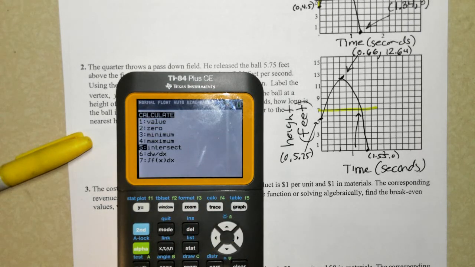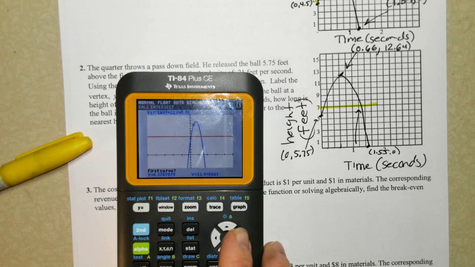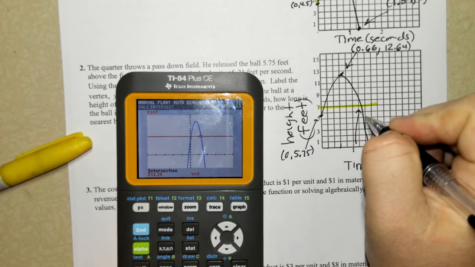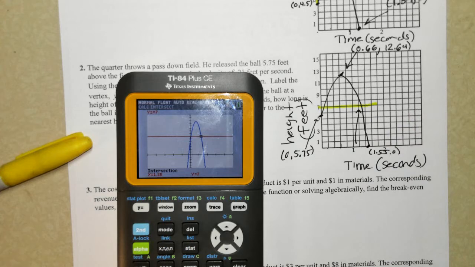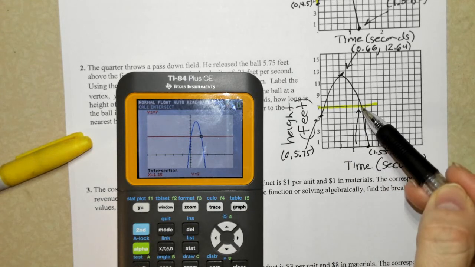Second trace intersect. Using a little arrow here. First curve, moving it off, second curve, and back to the intersection point. And the answer would be, it takes Anthony approximately how many seconds? That's exactly, isn't it? It takes 1.25 seconds from the time that it's released from Jacob's hand to the time Anthony catches it, if it is caught 7 feet above the ground.